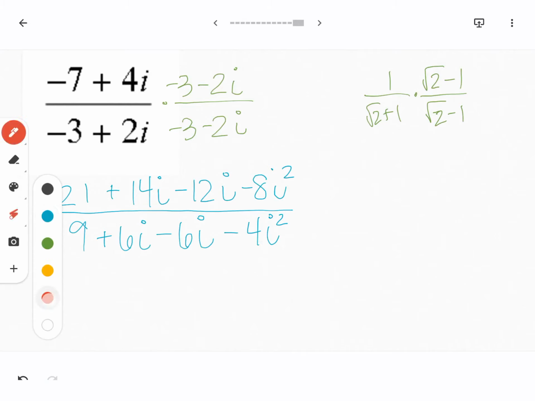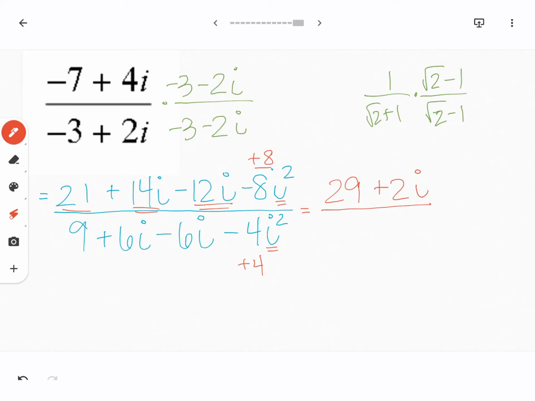Once you've done all of that, you're going to go through and be able to simplify your i squareds. So both of these are really a negative 1, so I'm going to do negative 8 times negative 1, now I'm adding 8. And negative 4 times negative 1, and now I'm adding 4. When you go through and simplify, I can do 21 plus 8 is 29. 14 minus 12 gives me plus 2i. Over, these 6i's cancel, which is important. And then we just have 9 plus 4 is 13.